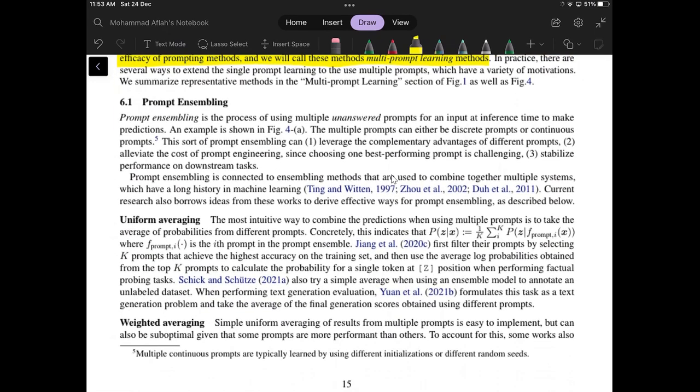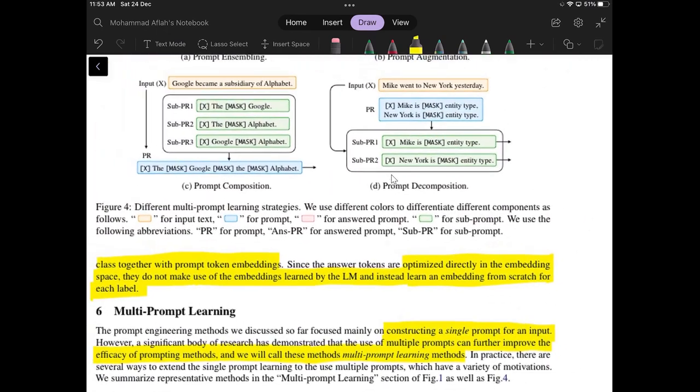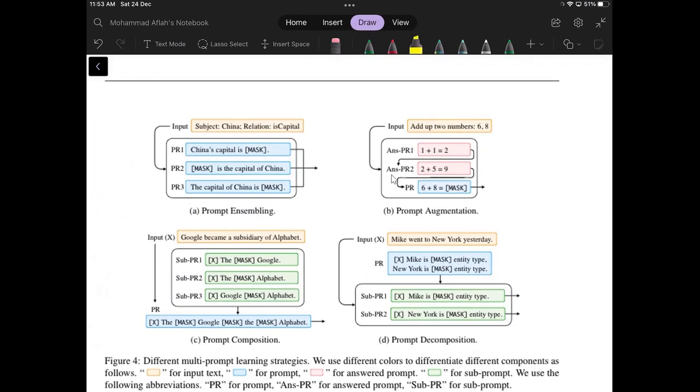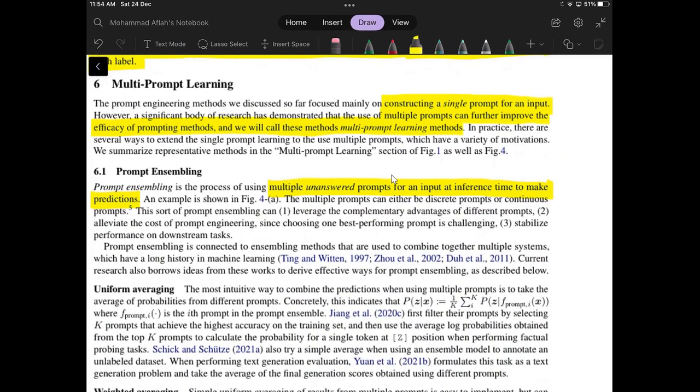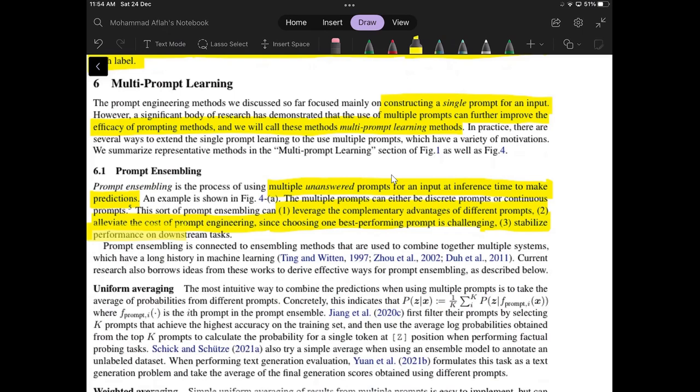Prompt ensembling is a process of using multiple unanswered prompts for an input at inference time to make predictions. An example is figure 4a. You have these prompts: China's capital is dash, dash is the capital of China, and the capital of China is dash, and then you combine all of them and give that as input. This sort of prompt ensembling can leverage the complementary advantages of different prompts, alleviate the cost of prompt engineering, since choosing one best performing prompt is challenging and varies from case to case, and stabilize performance on downstream tasks.